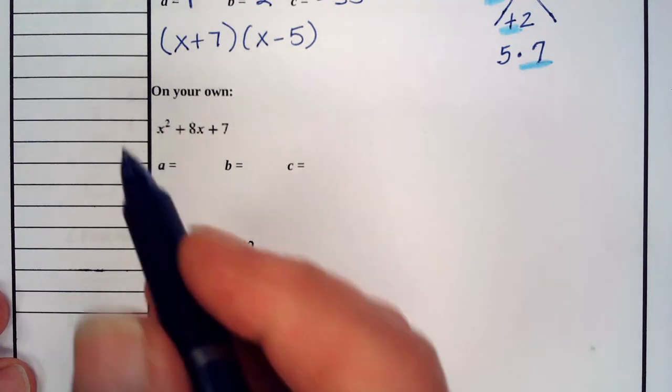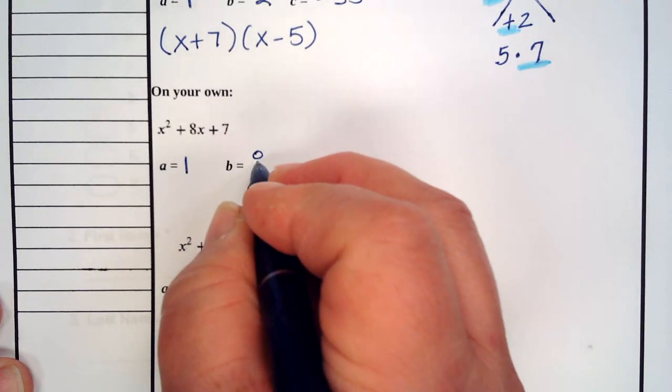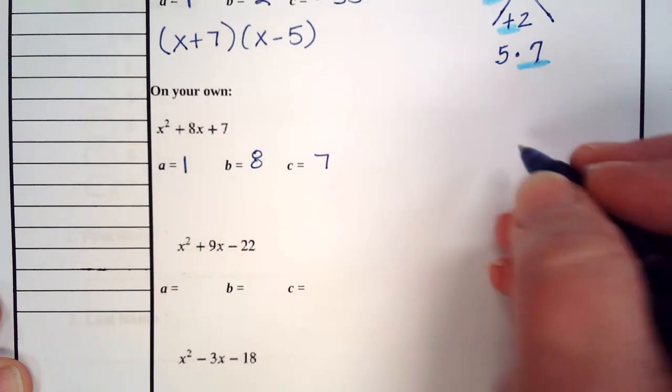Okay, let's get started. What's A? That would be 1. What's B? That would be 8. What's C? That would be 7.